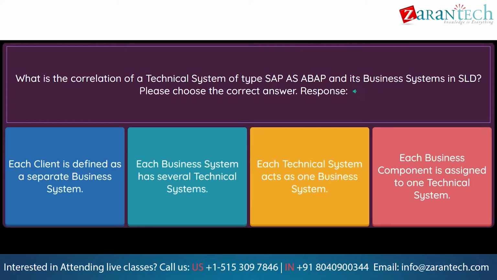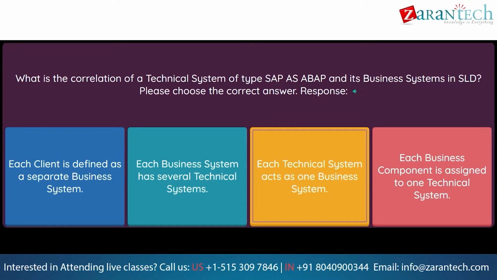Question: what is the correlation of a technical system of type SAP AS ABAP and its business systems in SLD? Please choose the correct answer. Response: Option 1, each client is defined as a separate business system. Option 2, each business system has several technical systems. Option 3, each technical system acts as one business system. Option 4, each business component is assigned to one technical system.